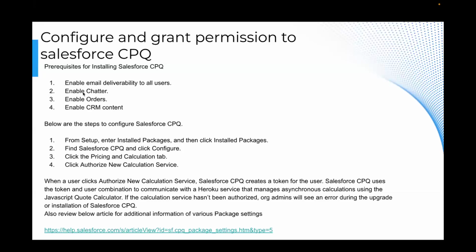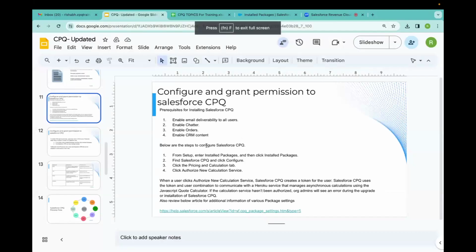The second step is enabling Chatter. Chatter needs to be enabled for all the users. Third, we need to enable Orders. Salesforce CPQ uses the standard Salesforce order management system, so the standard Salesforce Order object would be used inside CPQ. That Order object also needs to be enabled in our Salesforce org. And then the last thing is we need to enable CRM Content. Once we have completed these steps and installed the package in our production environment, there are some steps that need to be followed.